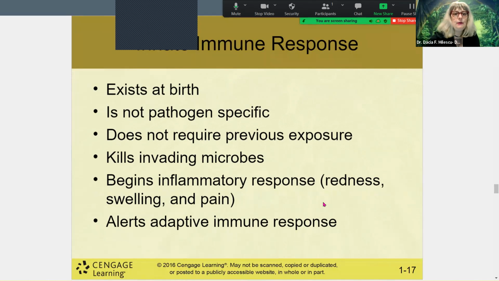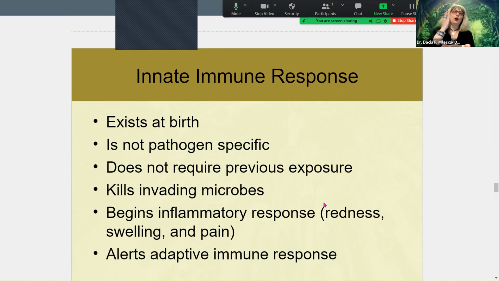Your innate immune response exists when you are born. It exists at birth, but here's the catch. Unfortunately, it is a very general protection. It is not specific. So non-specific protection, general pathogen involvement, but it's not pathogen specific. That is a problem.